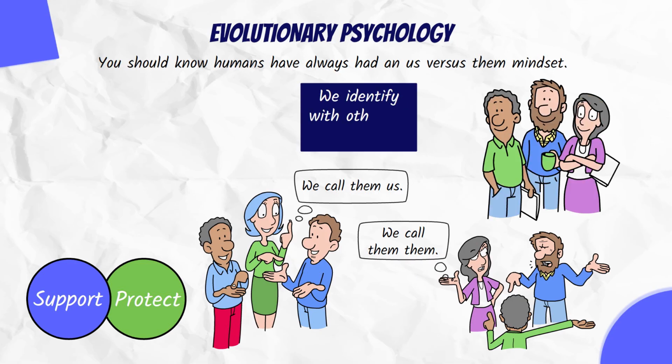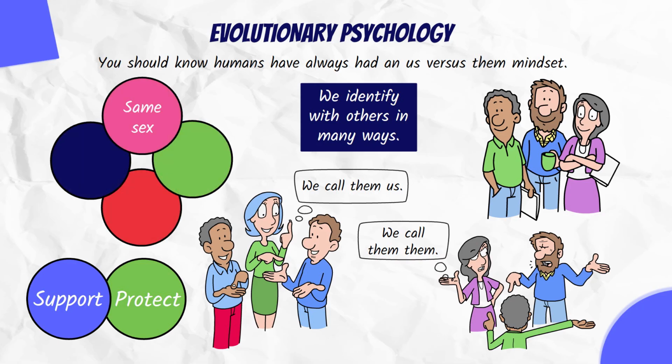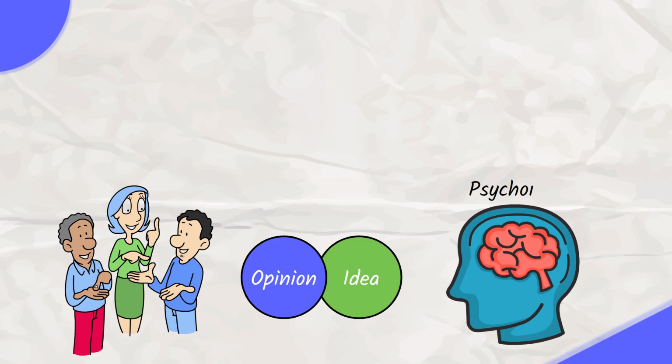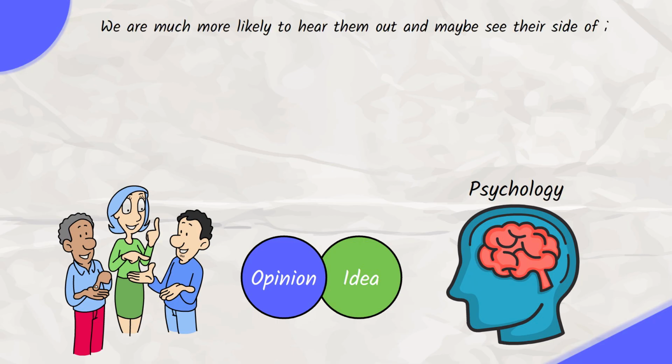We identify with others in many ways. We identify with people of the same sex, the same gender, social class, or even hometown. When those similar people come to us with an opinion or an idea, because of psychology, we are much more likely to hear them out and maybe see their side of it.